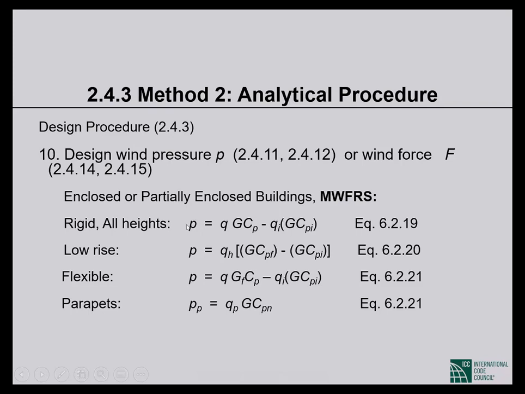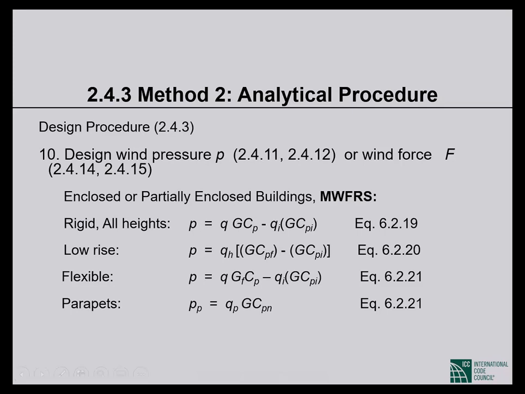P, pressure on the building, is Q, G, C sub P, we know every term, minus the internal pressure Q sub I, G times C sub Pi. G times C sub Pi we now know is plus minus 0.18 for enclosed buildings, which are most buildings, or plus minus 0.55 for partially enclosed buildings. Q sub I most of the time can be taken as Q sub H. That would be a conservative thing to do. Okay, C sub P we just looked at. G we have talked about, mostly 0.85.